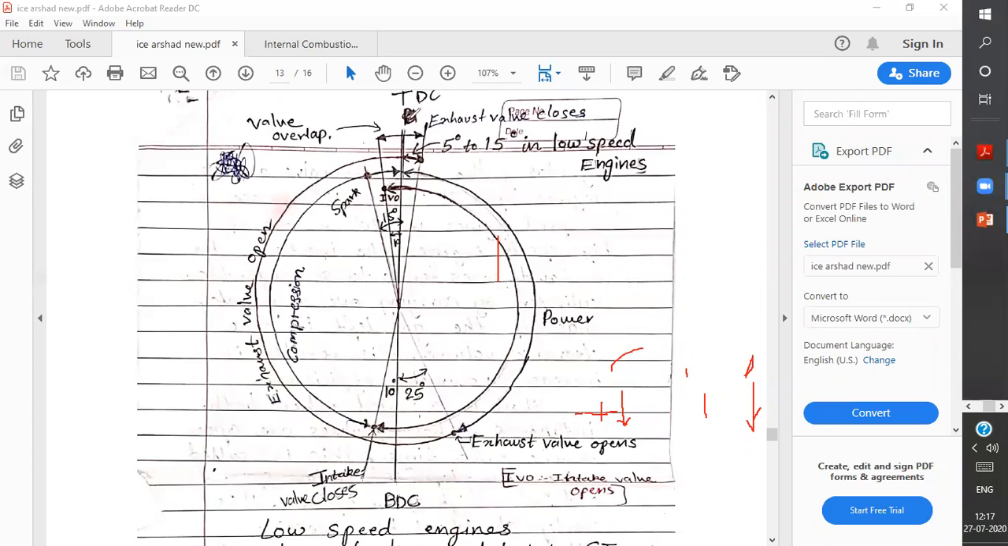See, this top position is TDC, and the bottom here is BDC. There is a straight line here which is at 0 degree. You all can see this straight line is at 0 degree, which I am showing with the red color. This is at 0 degree.